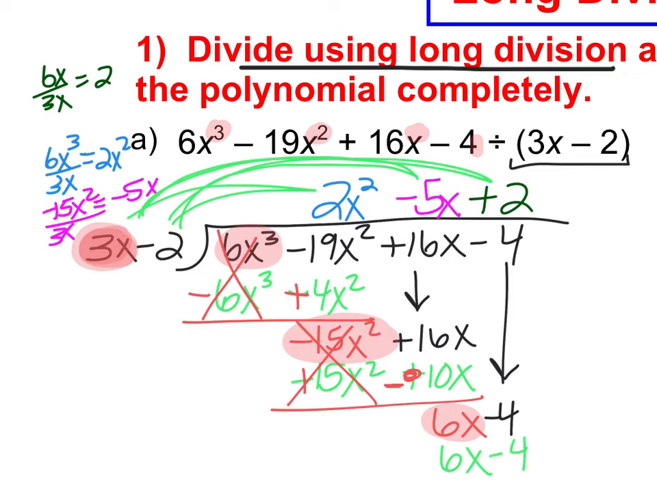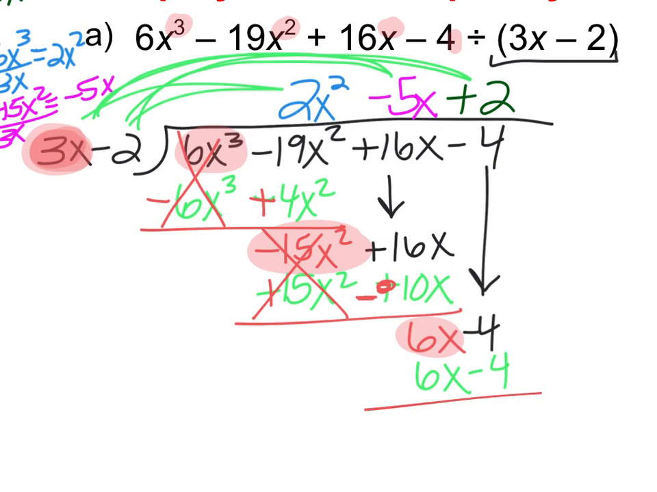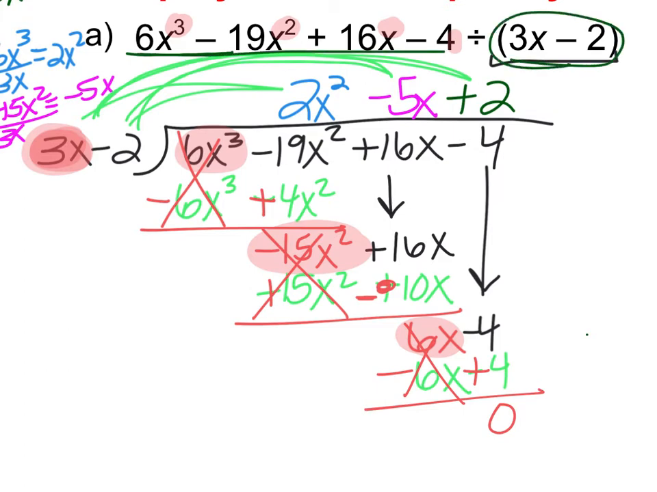To find the remainder, we subtract. So we draw the line and change both signs. And then we end up with 0 here, and we get a remainder of 0. So when we divide the long polynomial starting with the 6x to the third, when we divide that whole thing by 3x minus 2, this is the answer that we get.